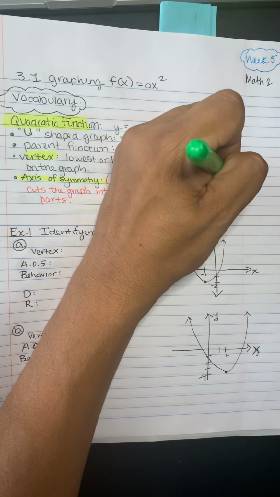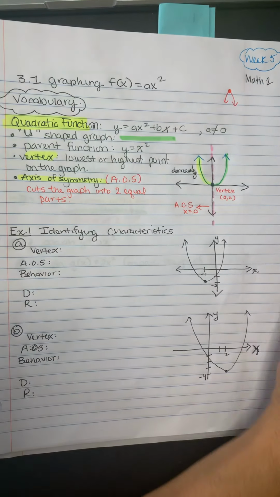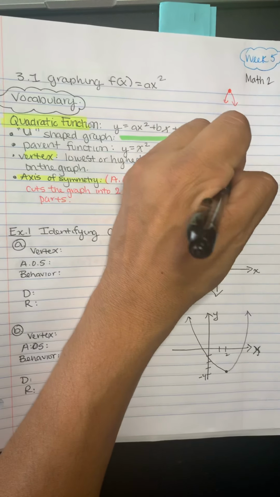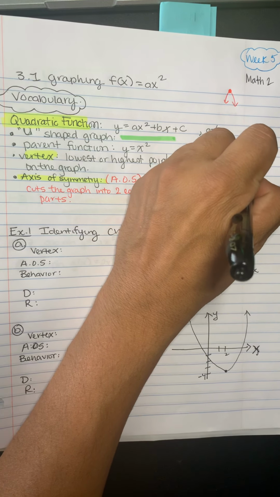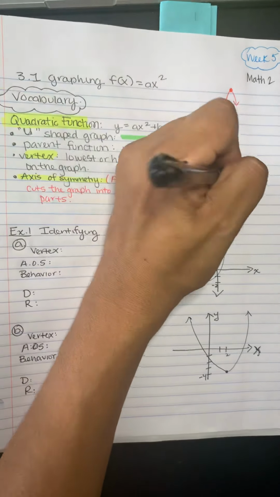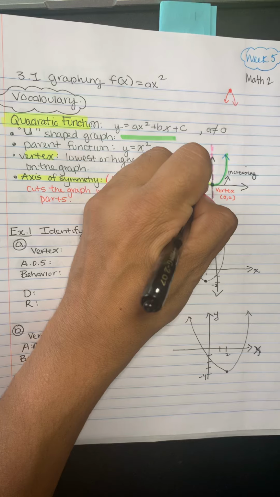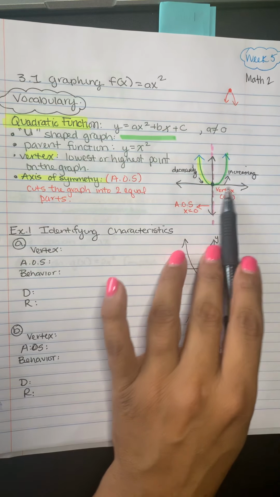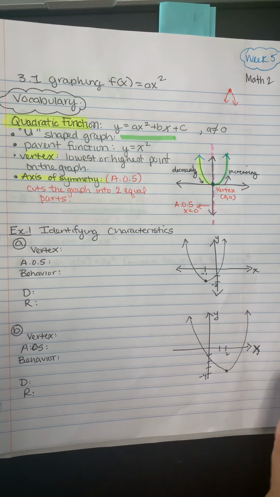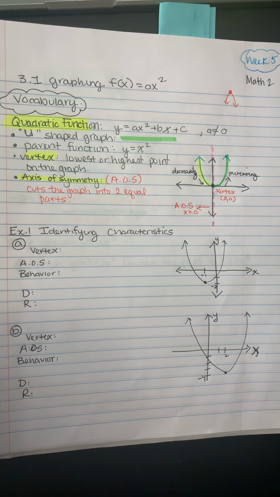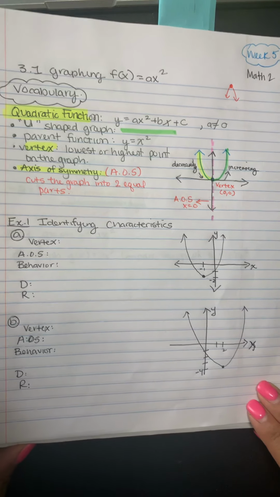And then to the right of our AOS, it's increasing. Again, we're talking about from left to right. So it's decreasing, it hits the vertex, and then it's going to increase. Okay, I think that's all that I want you to know now.